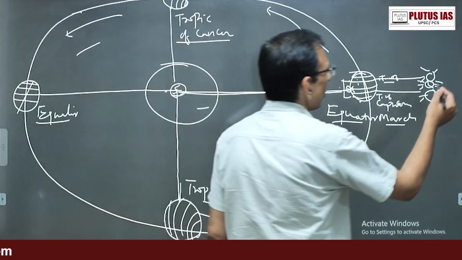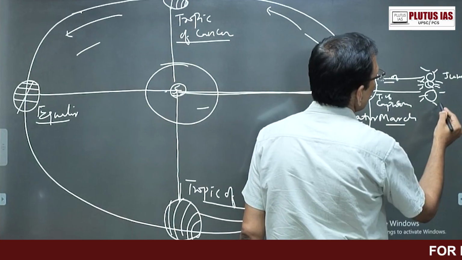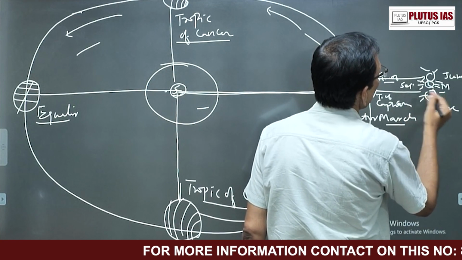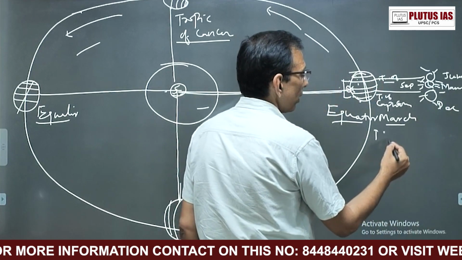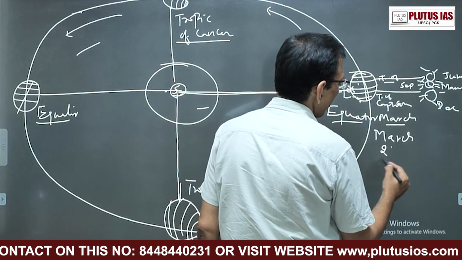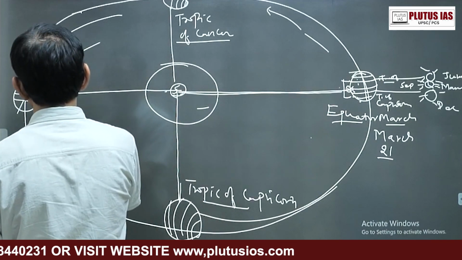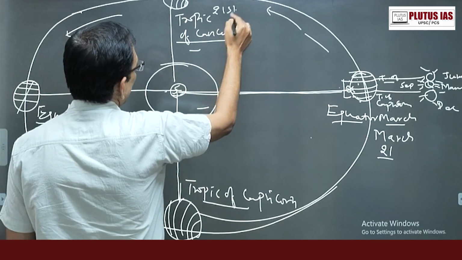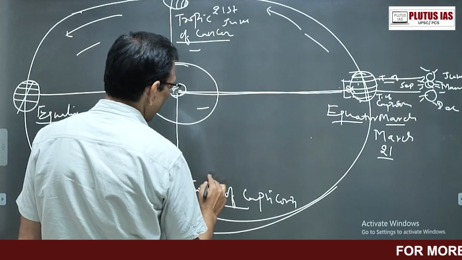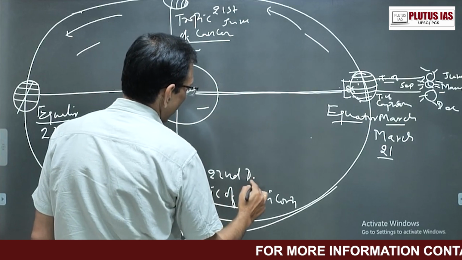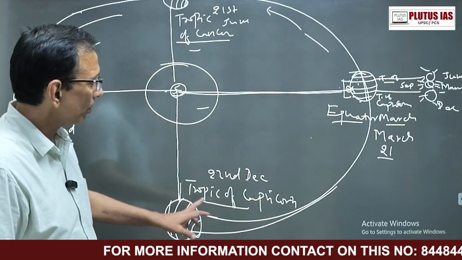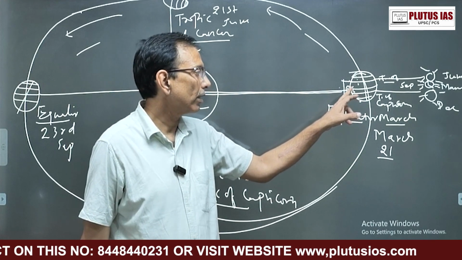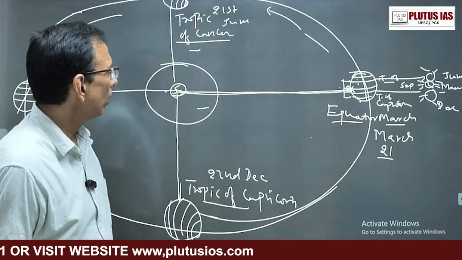So this is the position of June, and this is the position of December, and this is the position of March and September. Here, when will it be? In March, 21st March and 23rd September, and this is the position of 21st June, and this is the position of 22nd December, right? Because of that situation only, the Sun appears over the Earth directly perpendicular.